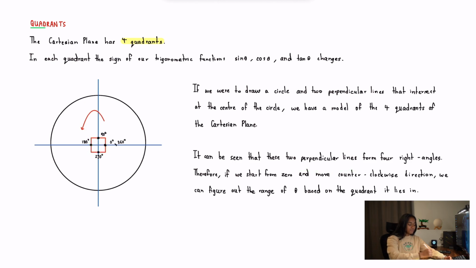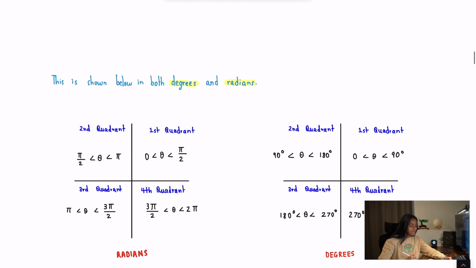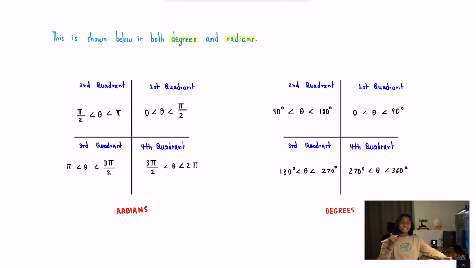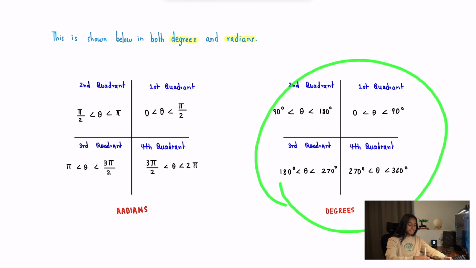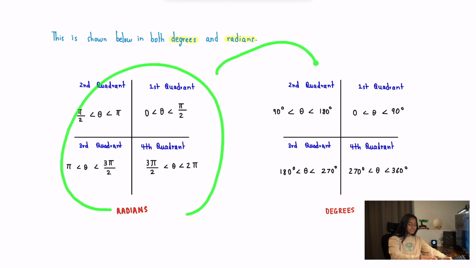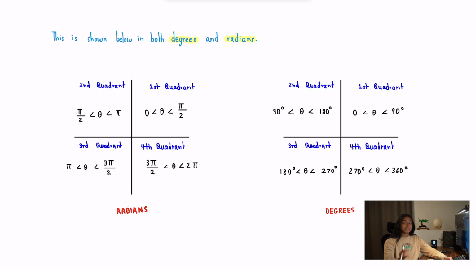So therefore, if we start from 0 and move counterclockwise, we can figure out the range of theta based on the quadrant that it is in. So we have 0 degrees here, 90 here, 180, 270, and then we get all the way back, and that makes 360 degrees, okay? This is shown in both degrees and radians here. So this is radians and this is degrees. They are both equivalent to each other. One is just in radians and the next is in degrees.